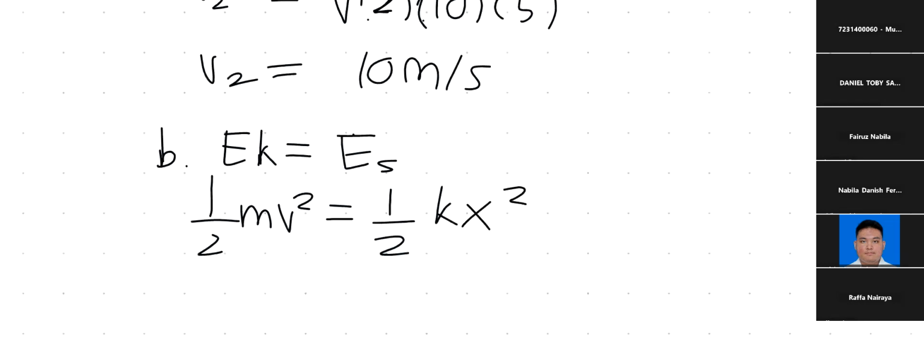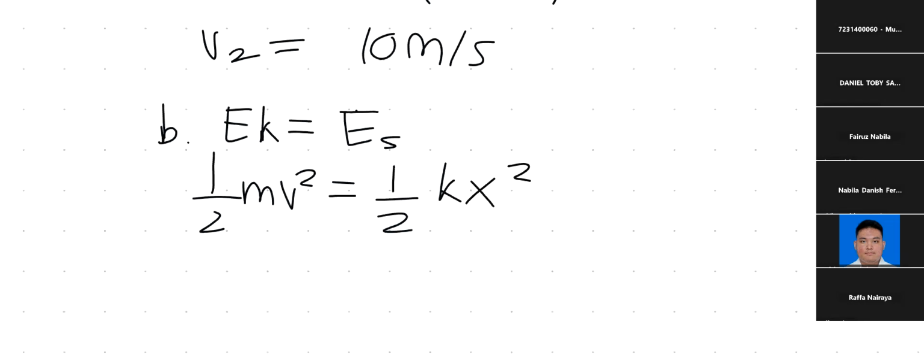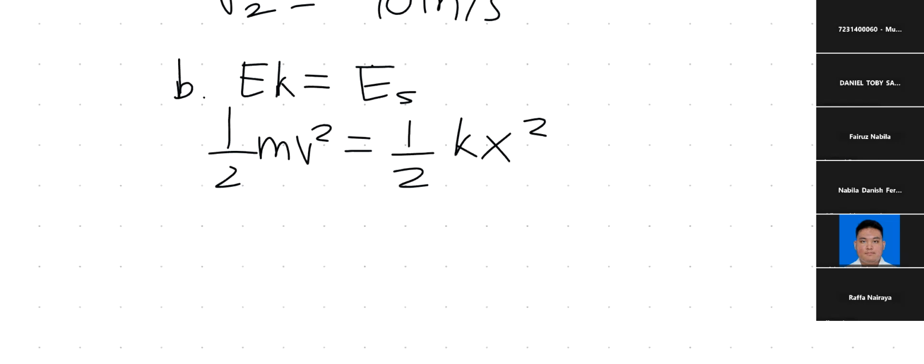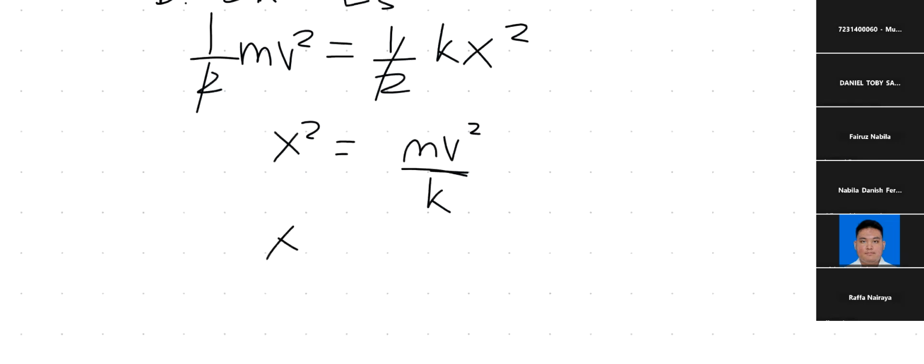Now we know K, which is the constant. We also know the mass, and we also know V. Let's just take away this. After that, we can solve it for X. X squared is going to be equal to mv squared over K. So X is going to be equal to V times square root of m over K.